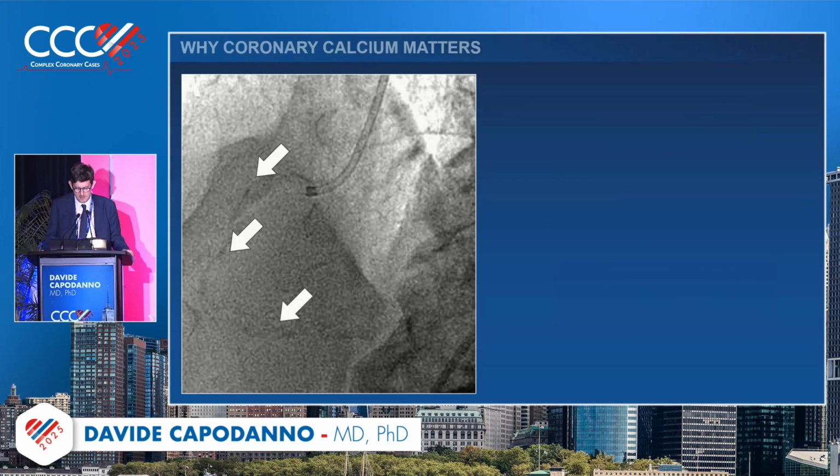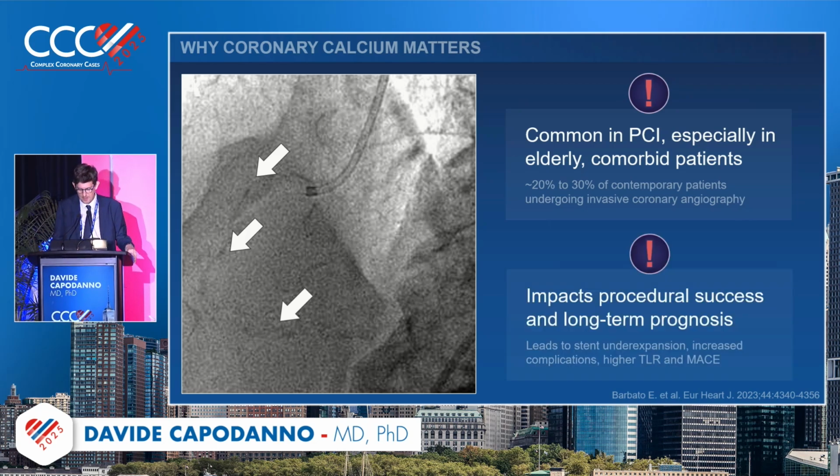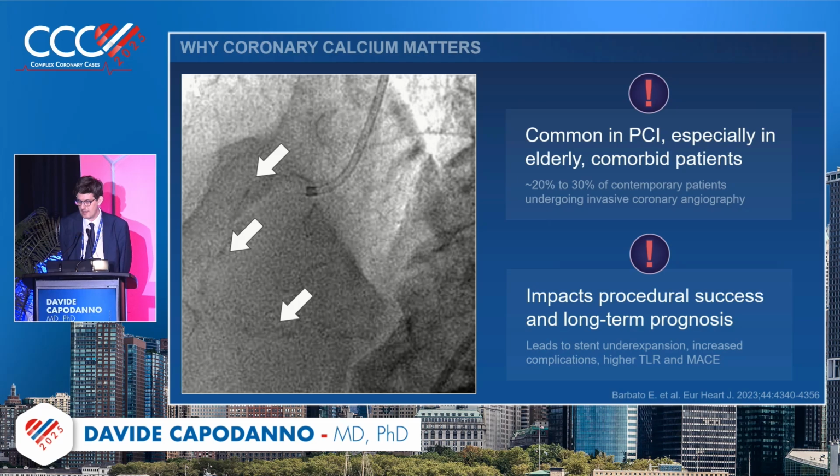So why does calcium matter? First of all, because it's very common. Today it's 100%, but normally it's 20 to 30% of the contemporary patients who undergo invasive coronary angiography and need some kind of debulking. And also because it has an impact on the procedural success and on the prognosis of our patients, because, as you may understand, it leads to stent underexpansion, it leads to some complications such as dissections and perforations, and ultimately higher rates of target lesion revascularization and MACE.